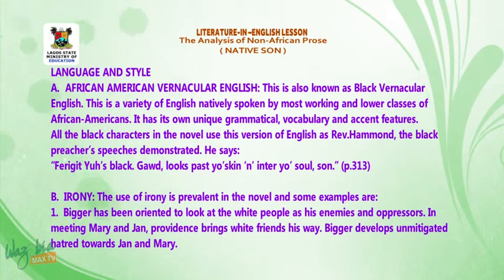Another style is the use of irony. The use of irony is prevalent in the novel, and some examples are: One, Bigger has been oriented to look at the white people as his enemies and oppressors. In meeting Mary and Jan, Providence brings white friends his way. Bigger develops unmitigated hatred towards Jan and Mary.